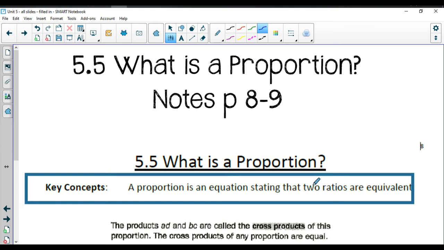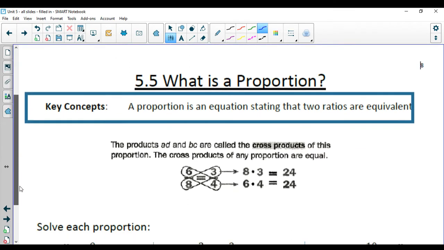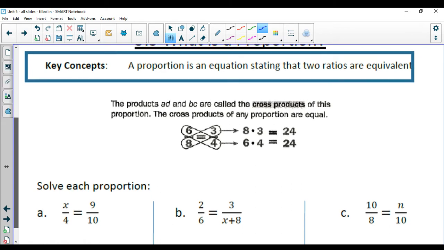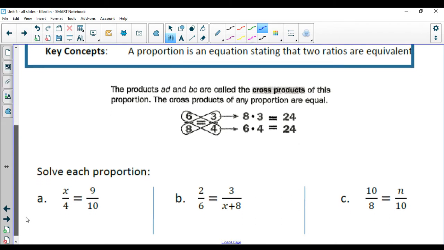This is lesson 5.5. We're going to talk about what is a proportion. So, notes pages 8 and 9. A proportion is an equation stating that two ratios are equivalent. The products AD and BC are called cross products of the proportion. The cross products in a proportion are equal.